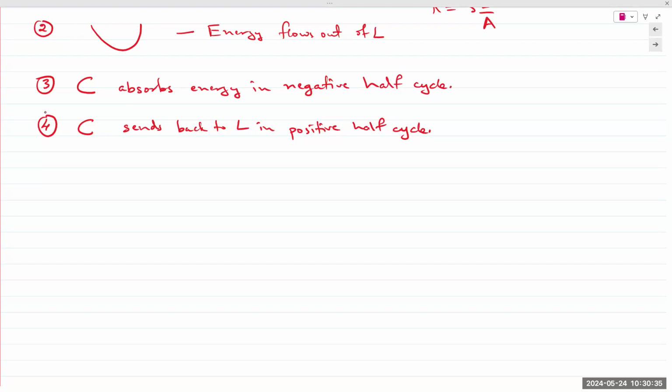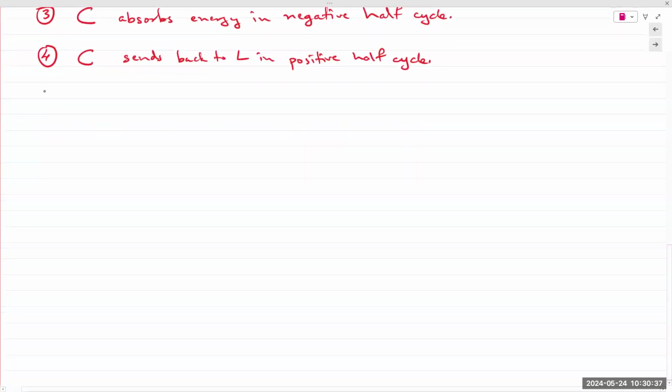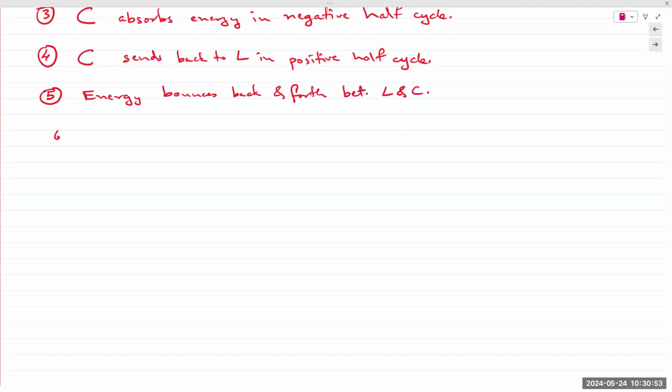And this process, of course, the energy bounces back and forth between the inductor and capacitor. And this process has a term, which is what we are studying here, known as power factor correction. So designing and choosing a capacitor to balance out these power requirements is known as power factor correction.